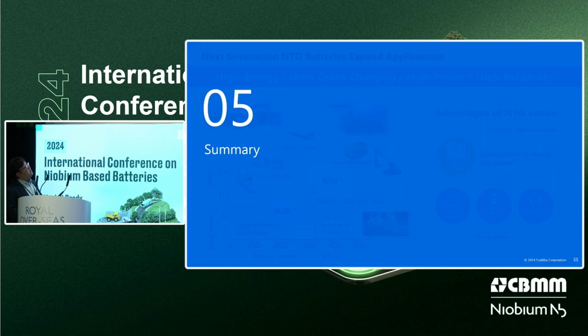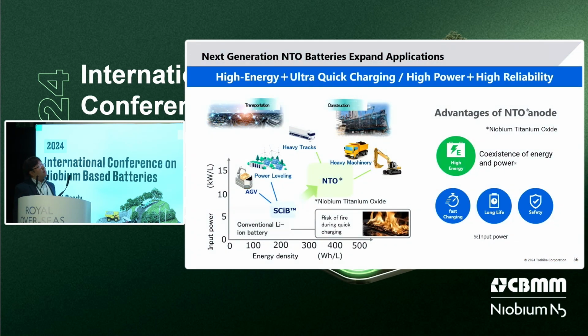So let's summarize my talk. In my talk, I introduced two different kinds of next generation batteries, such as LNMO NTO high voltage type and the high power type NTO batteries. So as you can see here, these technologies demonstrate cutting-edge performance. So we hope that this technology will be available soon in the market.